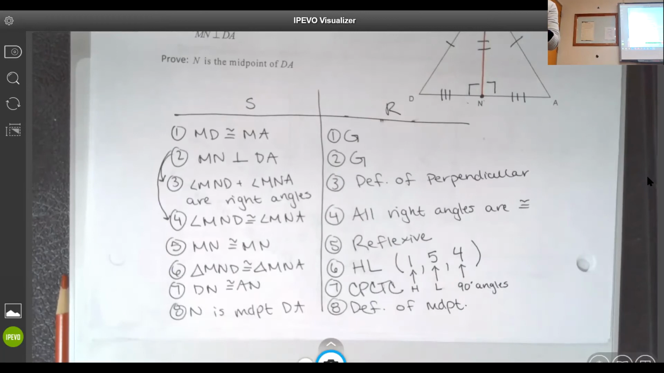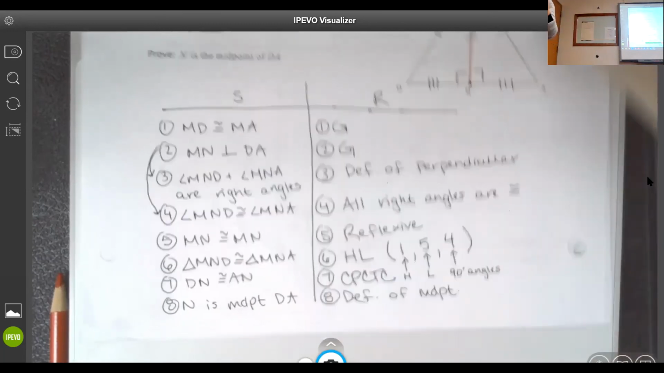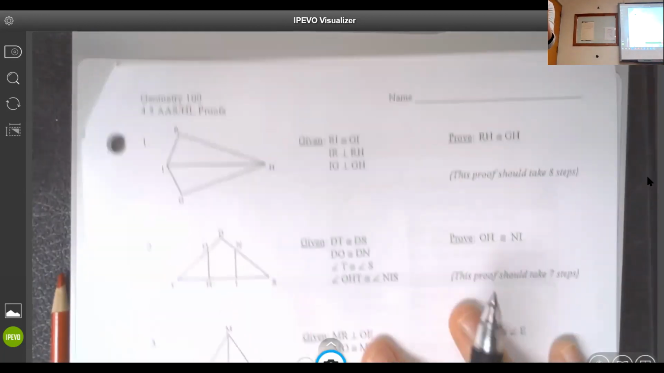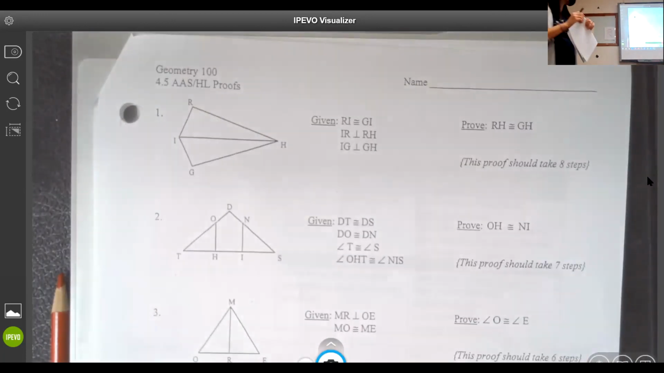So I'm not exactly sure which ones I want you to do on the next page. I want you to try a few of these on your own. Let's see. So if you flip this over, it says angle, angle, side, hypotenuse leg proofs.